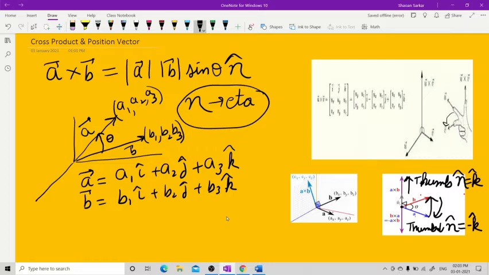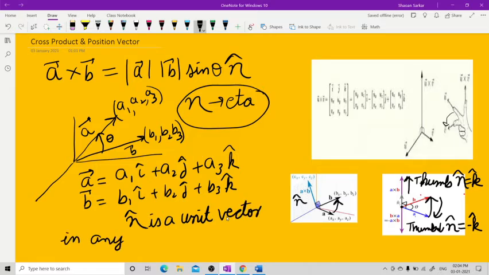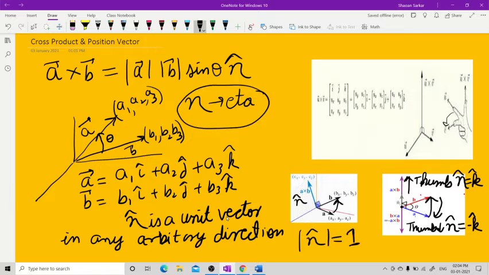Suppose I move it in general direction, in this manner, then this will be the direction of eta. Eta is a unit vector in any arbitrary direction. Now, what is the value of this eta vector? Eta vector mod is always 1, like i cap mod was 1, and so on and so forth.